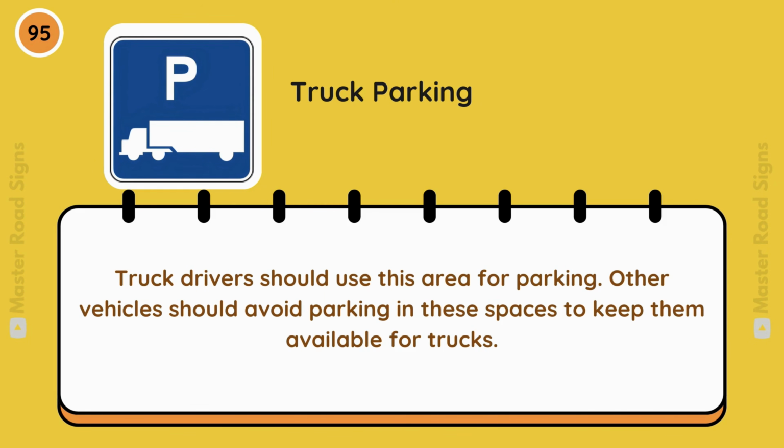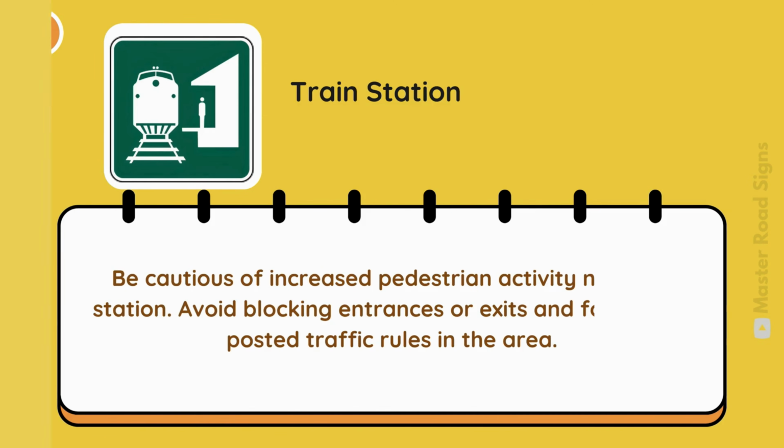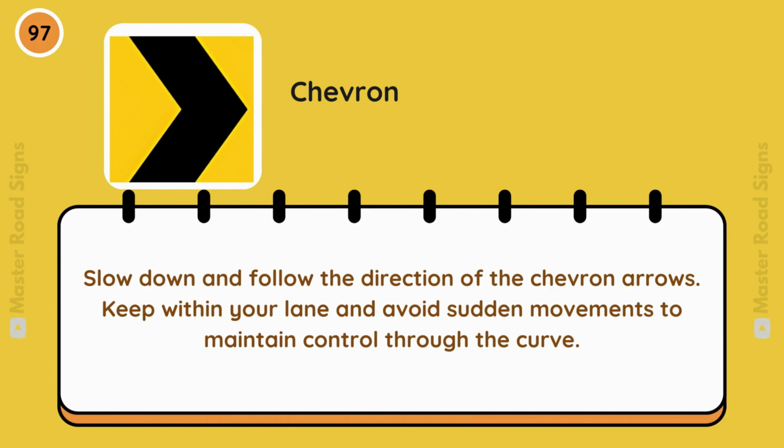Truck parking sign. Truck drivers should use this area for parking. Other vehicles should avoid parking in these spaces to keep them available for trucks. Train station sign. Drivers should be cautious of increased pedestrian activity near the station. Avoid blocking entrances or exits and follow any posted traffic rules in the area. Chevron sign. Drivers should slow down and follow the direction of the chevron arrows. Keep within their lane and avoid sudden movements to maintain control through the curve.